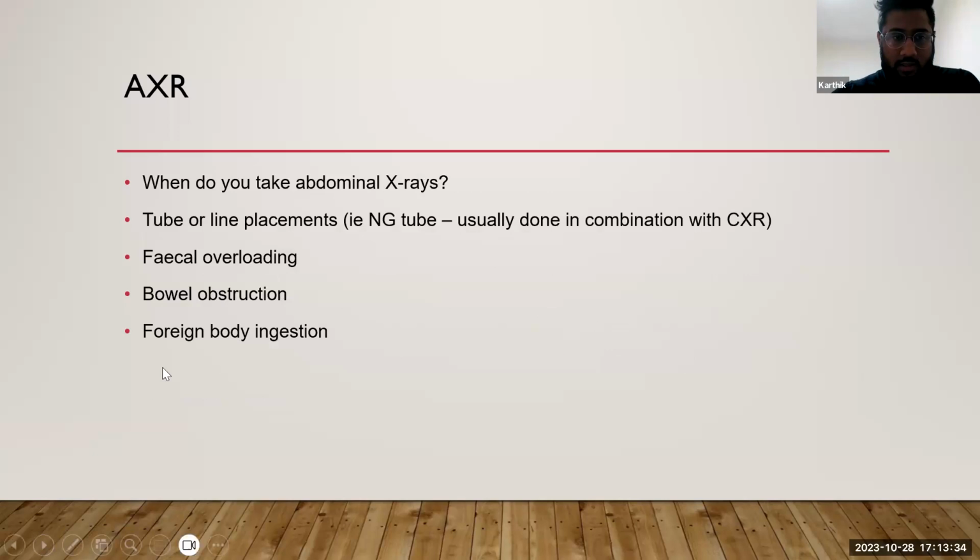Okay, so as we were discussing earlier, the main reasons to take an abdominal X-ray: tube line placements, like an NG tube, usually done in combination with a chest X-ray; fecal overloading, but I think to expose somebody to 7 to 10 times the radiation of a chest X-ray just to tell them that they're constipated isn't really the right way to go about things. But some people do use abdominal X-rays for fecal overloading. Okay, bowel obstruction and foreign body ingestion. Like we were talking about earlier, kids can swallow button batteries and all sorts of things really.